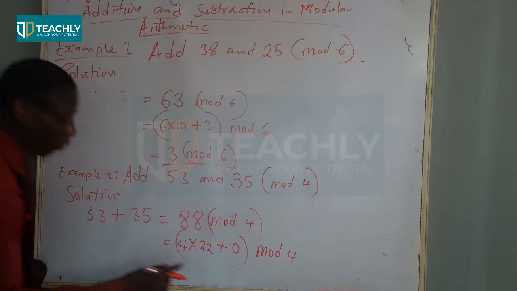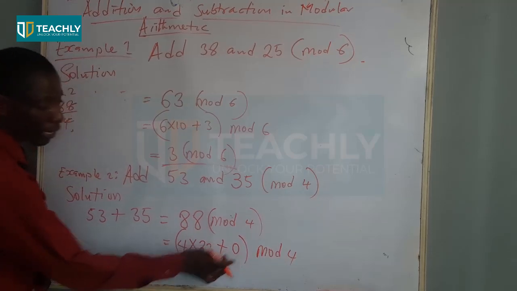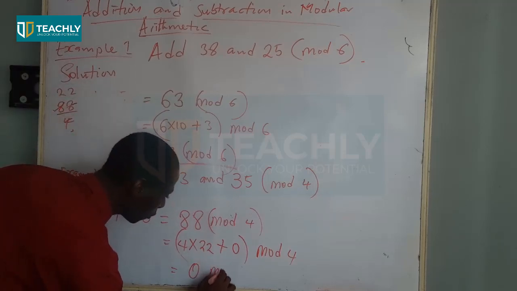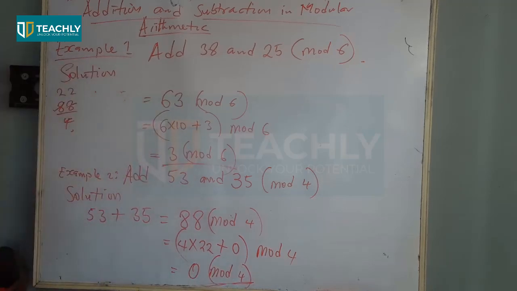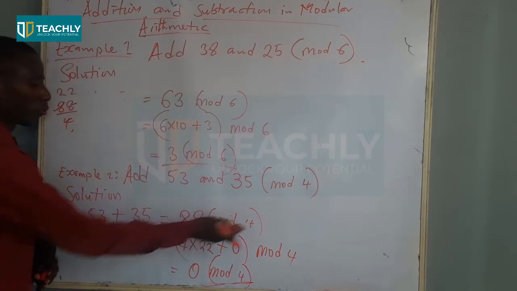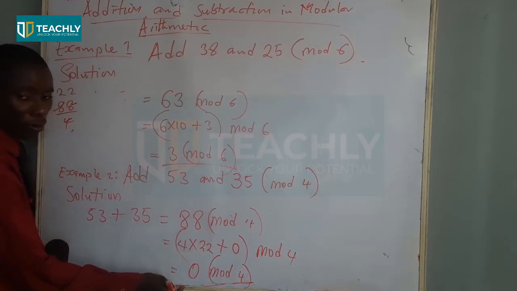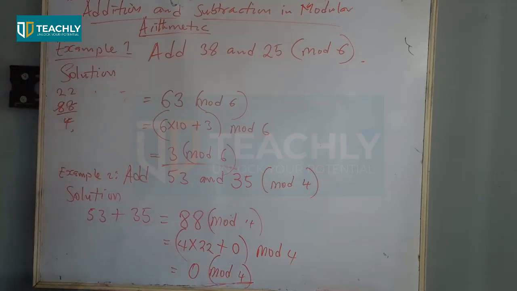So don't forget, we always write our remainder. So our remainder here is 0. So our final answer is going to be 0 modulo 4. So when you are performing operation in modulo 4, you have to use the modulo to divide plus remainder. Then finally you write your what? Remainder modulo 4. So that means if you are adding this, your answer is 0 modulo 4.